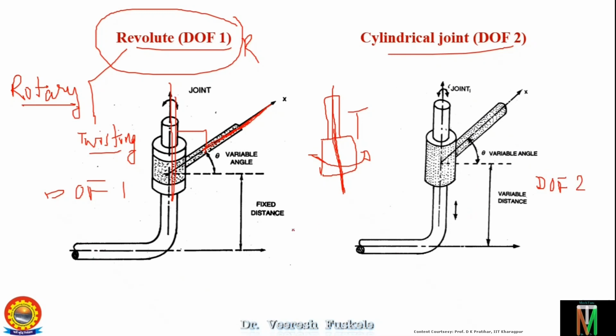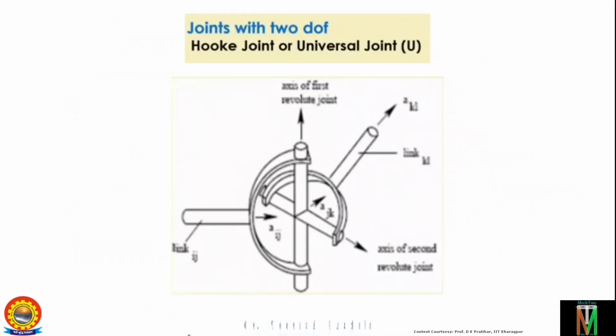Why? Because now this distance is also variable. So this cylindrical portion can move up and down, and also this can rotate about this axis. So it will be having 2 degrees of freedom. It can have two motions, up and down motion and this rotation about this z-axis.